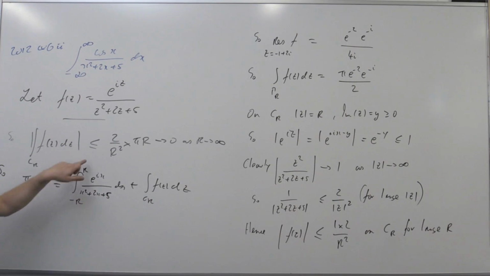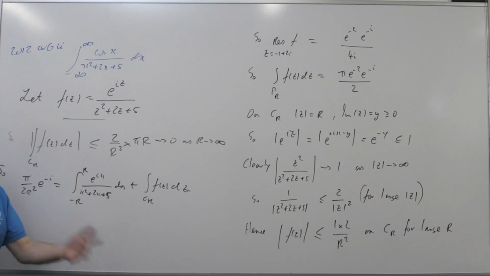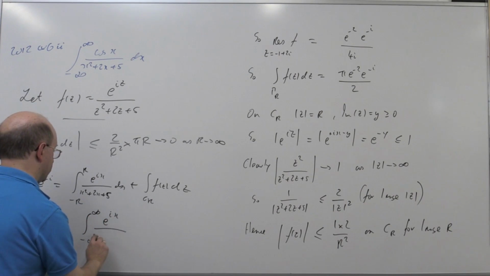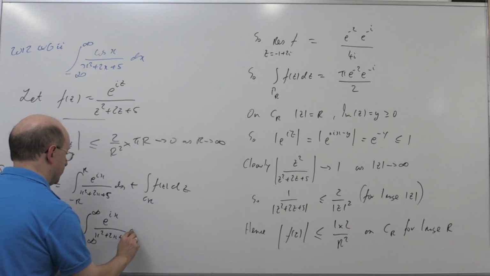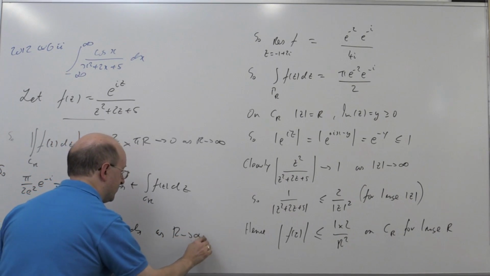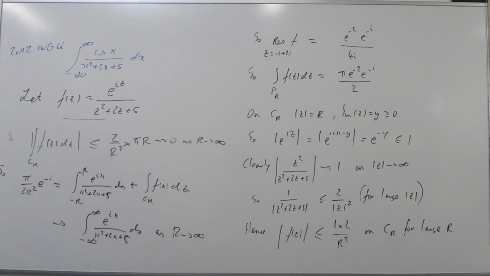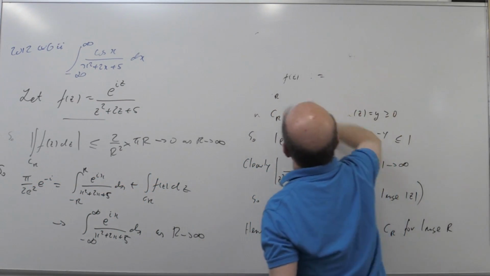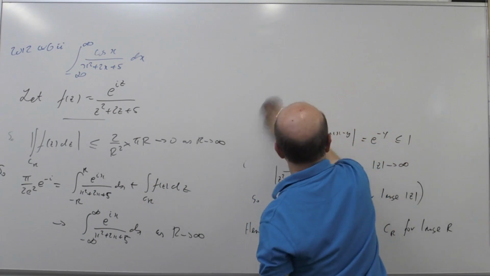This will become the integral from minus infinity to infinity. Well, technically it's the Cauchy principal value, but for this particular problem, that's the same. So this tends to the integral from minus infinity to infinity of e to the ix over x squared plus 2x plus 5 dx as r goes to infinity. So now we can just take the real part and get the answer we want.